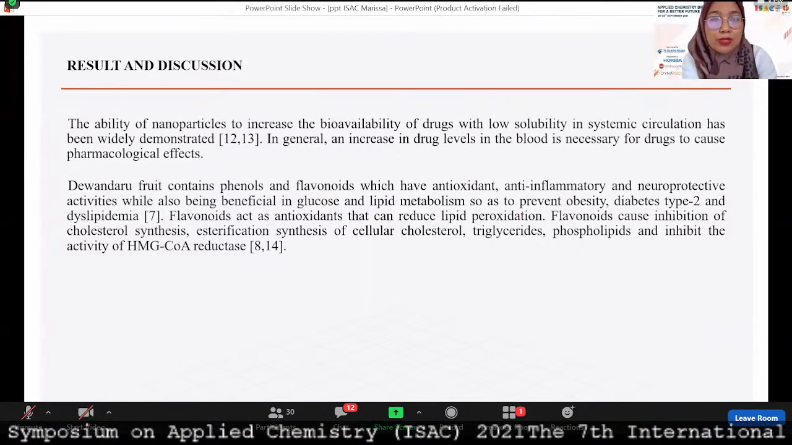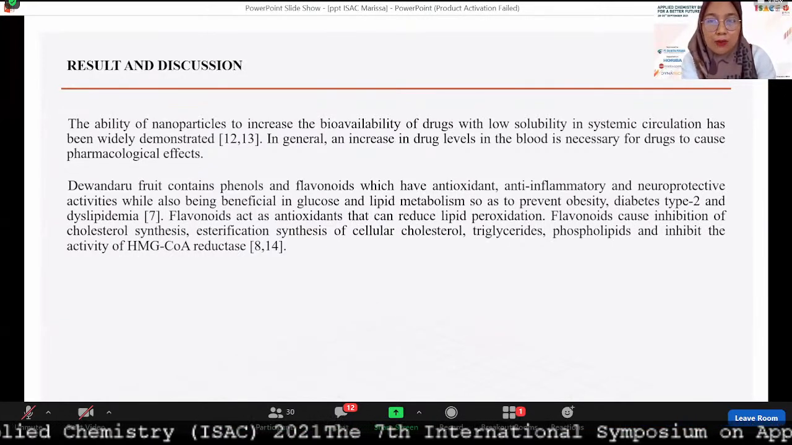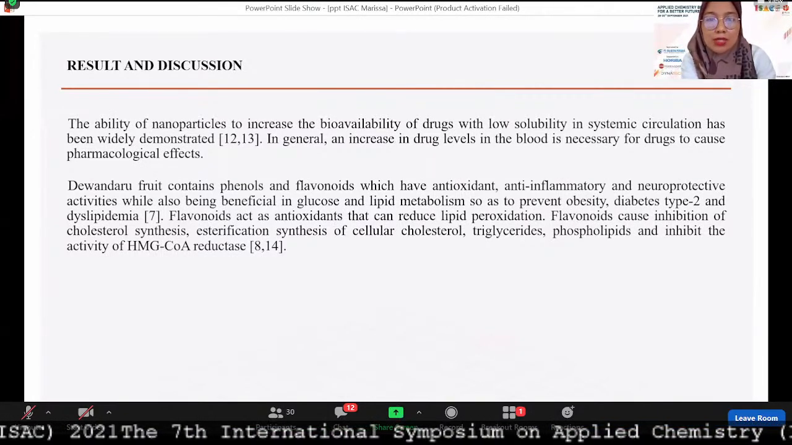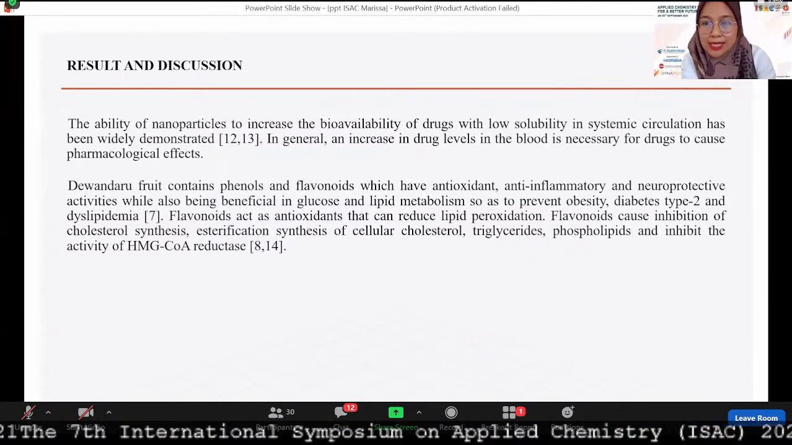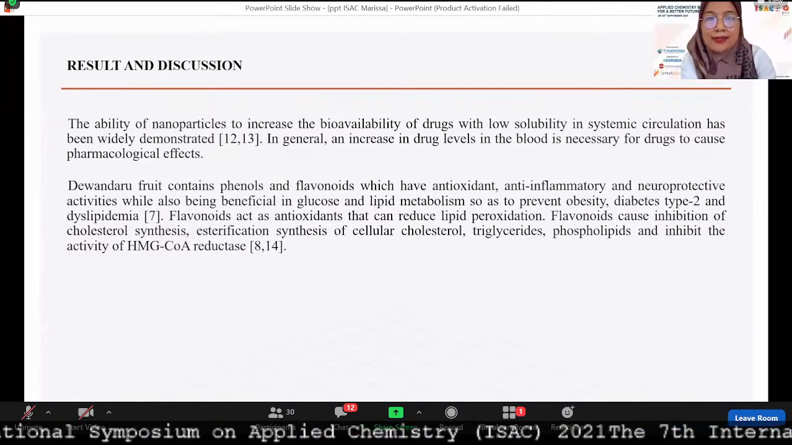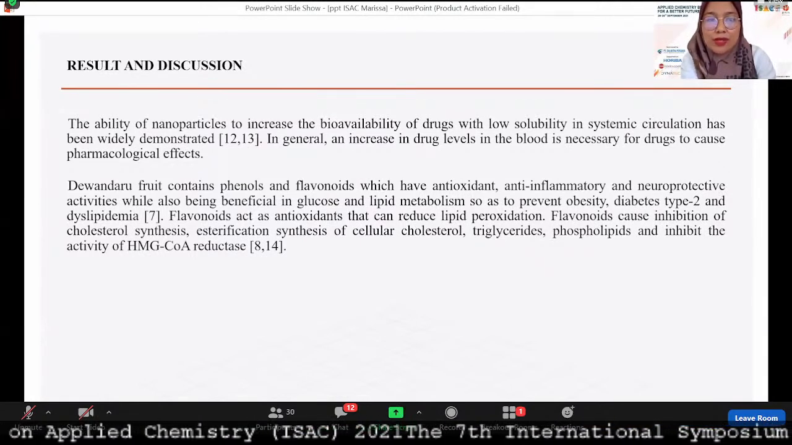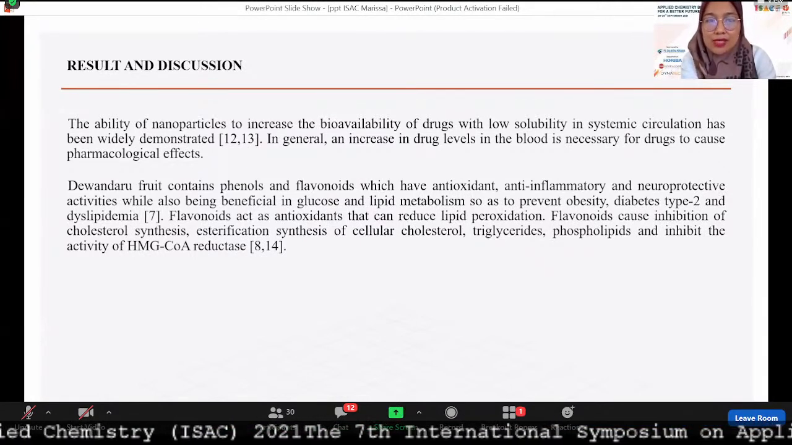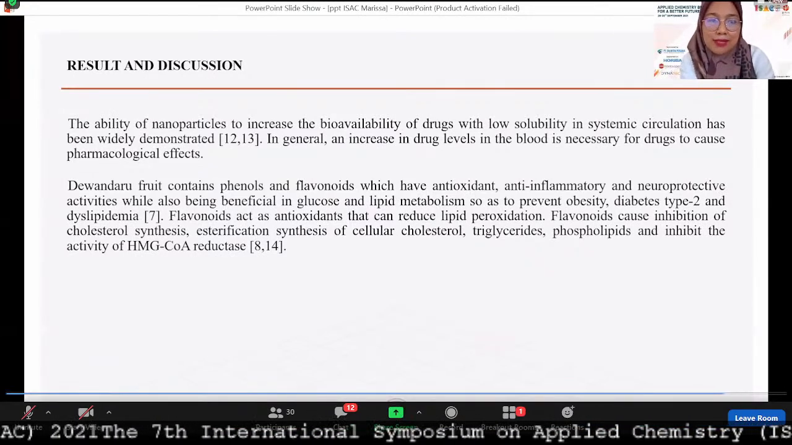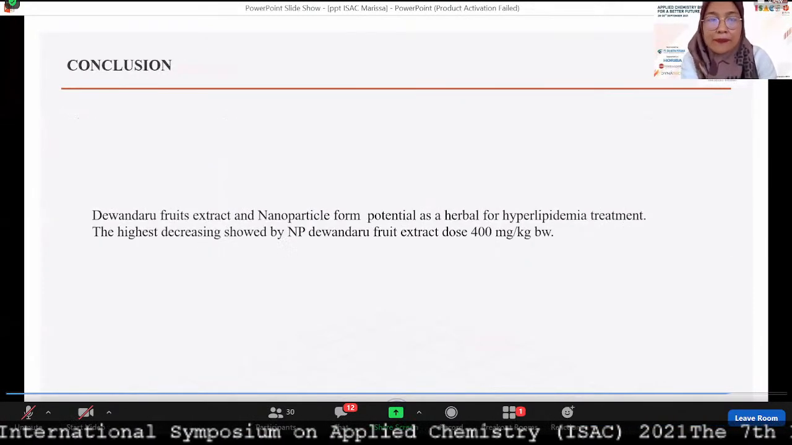We know that the Dewandaru fruit contains phenol and flavonoid, which have antioxidant, anti-inflammatory, and neuroprotective activities, while also being beneficial in glucose and lipid metabolism, so as to prevent obesity, type 2 diabetes, and also dyslipidemia. Flavonoid acts as antioxidant that can reduce lipid oxidation. Flavonoid causes inhibition of cholesterol synthesis, esterification synthesis of cellular cholesterol, triglyceride, phospholipid, and inhibits the activity of HMG-CoA reductase.